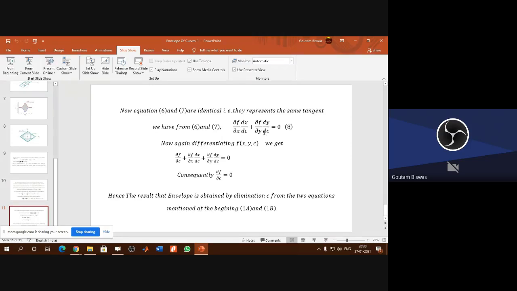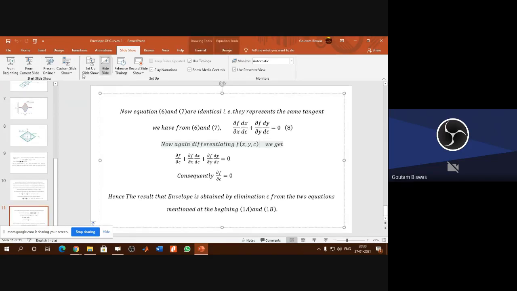Now we have this equation, so differentiating this with respect to c. Actually, here there will be one equation equals 0. Now what will happen to it? First, the whole function is differentiated with respect to f, then the function is differentiated with respect to x, and x is differentiated with respect to c. Then the same procedure with respect to y, and that equals 0.